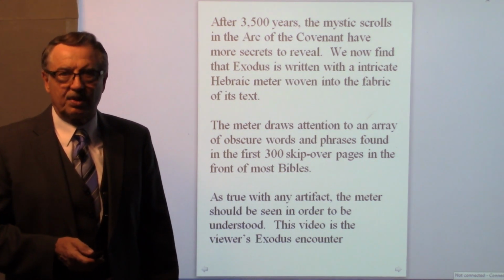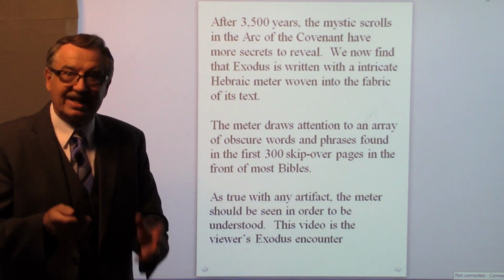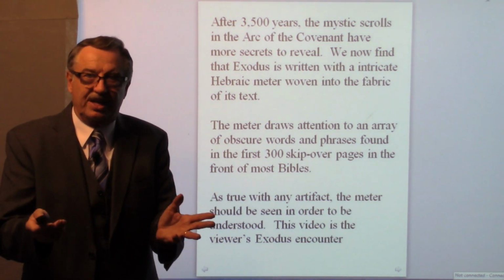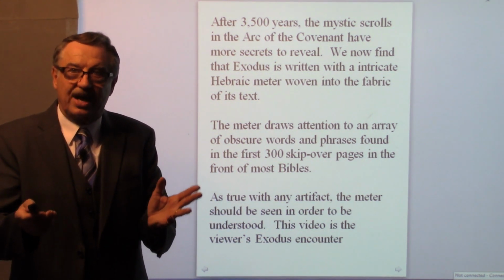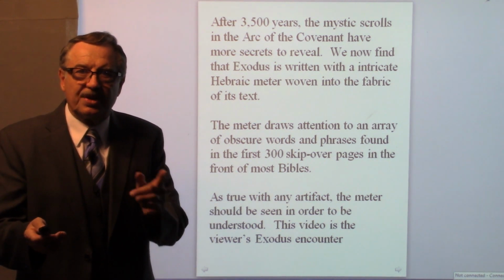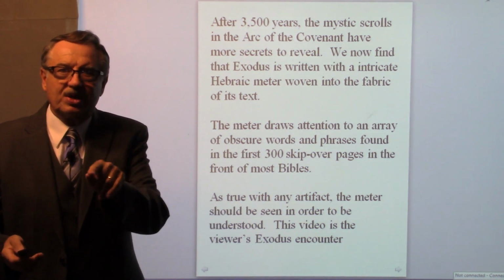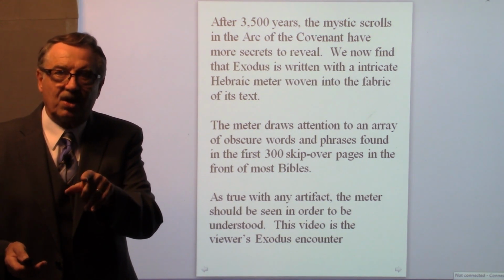As with any other artifact, the meter has got to be seen. In other words, if we say the meter is there, what's it look like? Show it to us. Well, that's what we're going to do in this video. So this video is the viewer's encounter, your own encounter with Exodus.